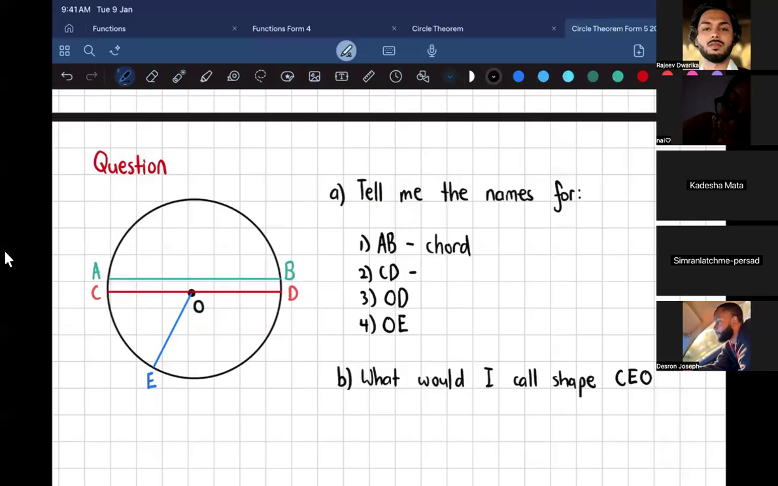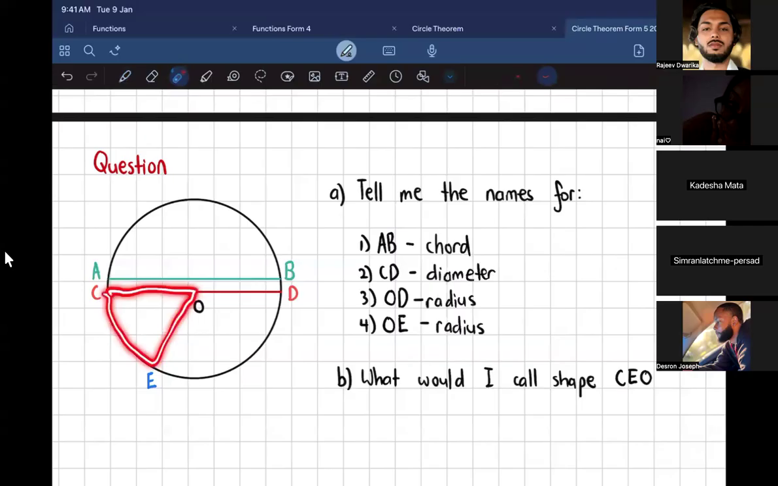So C to D. What do you think C to D is? Diameter. Yeah, a little better. I hear some confidence. What would O to D be? Radius. Right? And O to E, what is O to E? Radius. Right. And what would I call the shape CEO? That shape, what do I call that? That would be a sector.